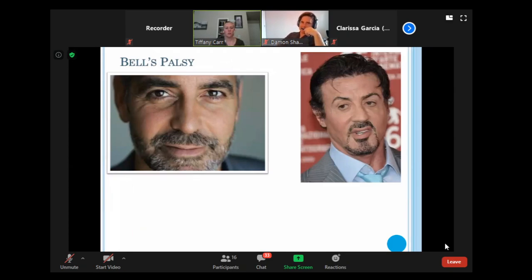So apparently George Clooney had Bell's palsy, as did Sylvester Stallone. You can see that droop that happens. I didn't know that George Clooney had it, but you can see the droop on his left side of the face. There's less wrinkles because he doesn't have the strong musculature to hold it into place. Slight mouth drift, and you can see it on Sylvester's as well.